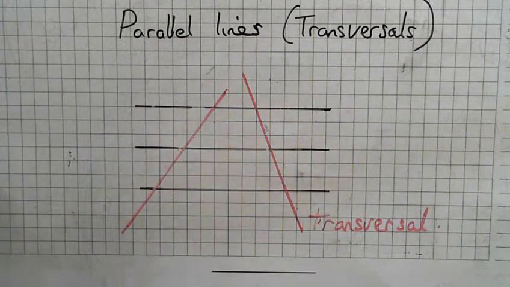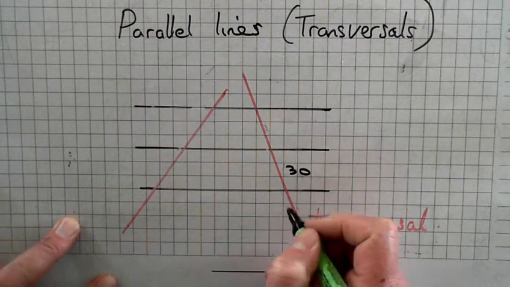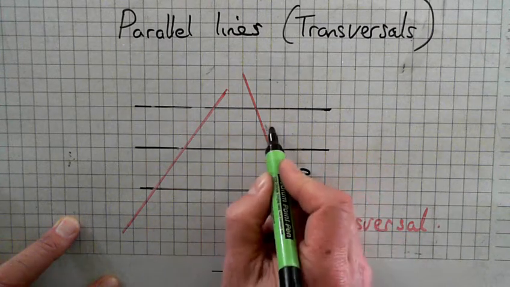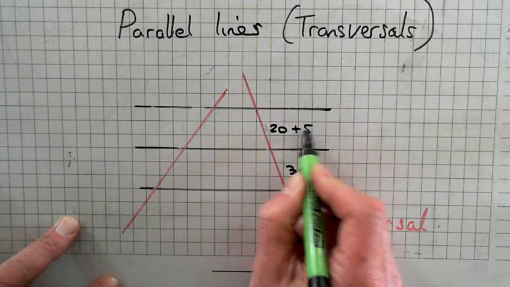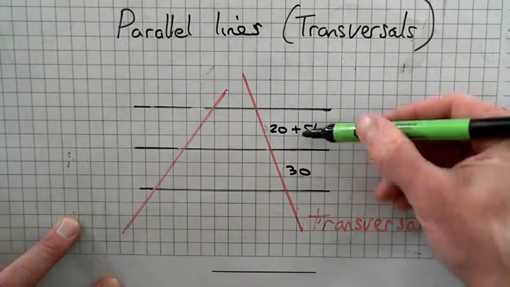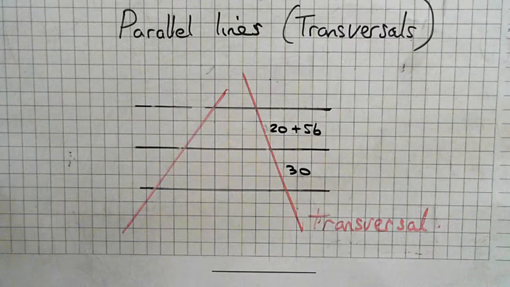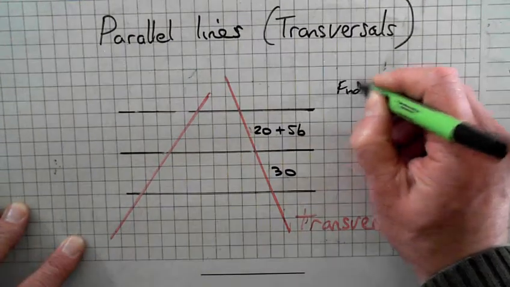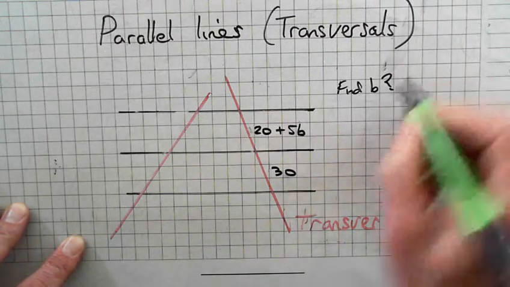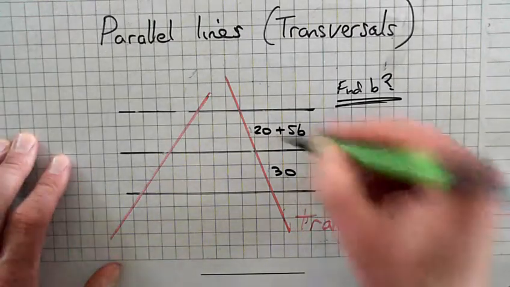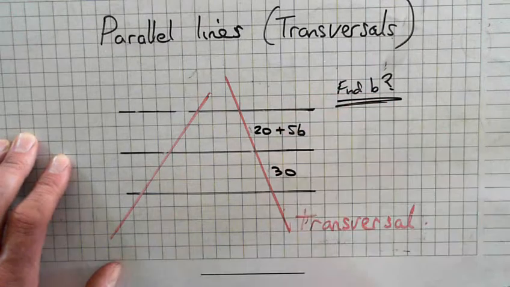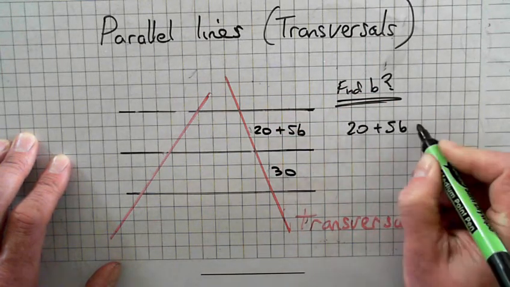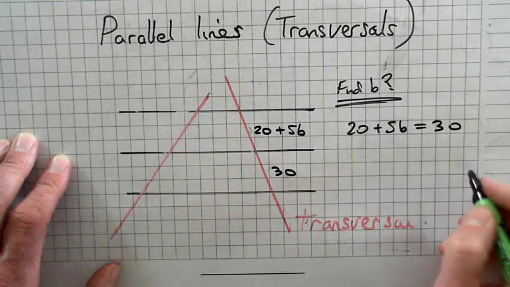Right, if I said to you that this was 30 and this one was 20 plus 5b. You know that those two are equal to each other, don't you? So the question is, find the value of b. Because you know that they are equal, you put them equal to each other. 20 plus 5b is equal to 30.